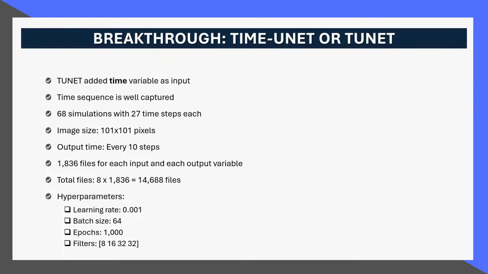And 1,836 files for each input and each output variable were used, and the total files were 8 times 1,836, a total of 14,688 files. The parameters that were used were the learning rate 0.001, the batch size 64, the epochs 1000, and filters 8, 16, 32.